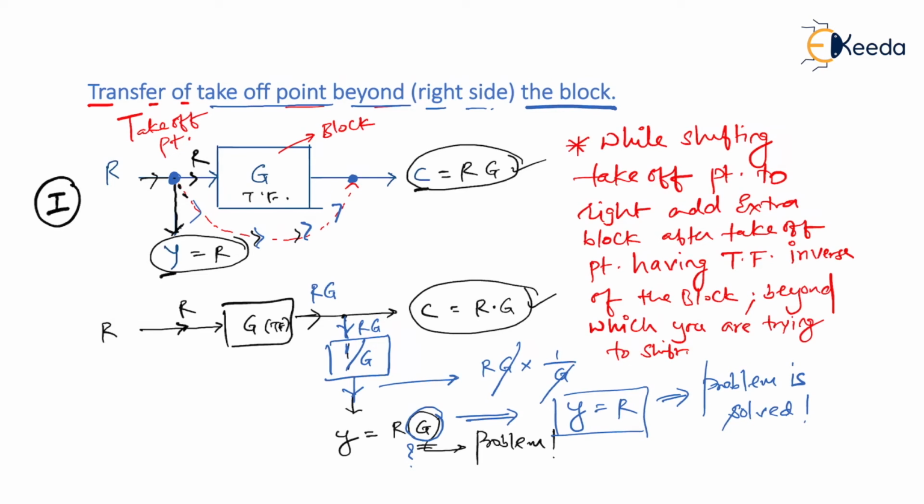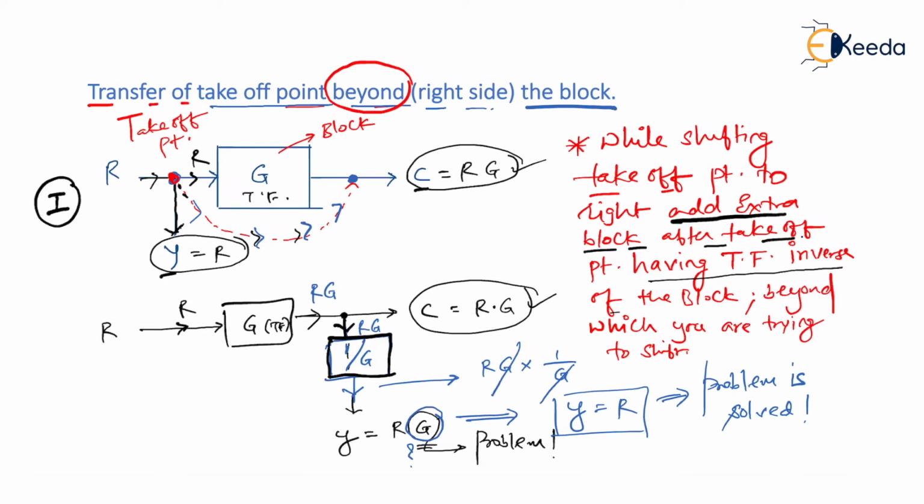So let me read what I have written. While you are shifting this takeoff point to the right hand side, you know what is meant by right hand side? Right hand side means it is beyond the block. Then you have to add an extra block. As you can see, you have added an extra block after the takeoff point.